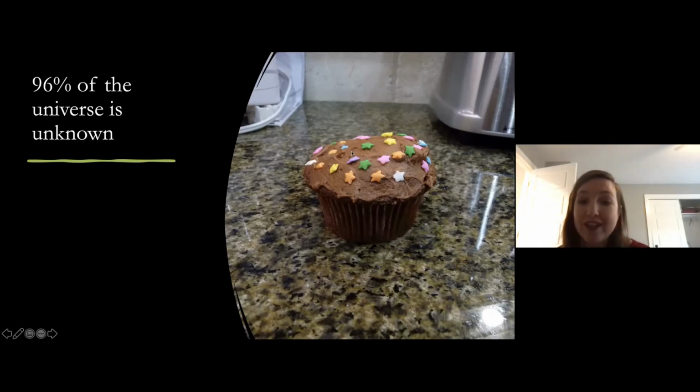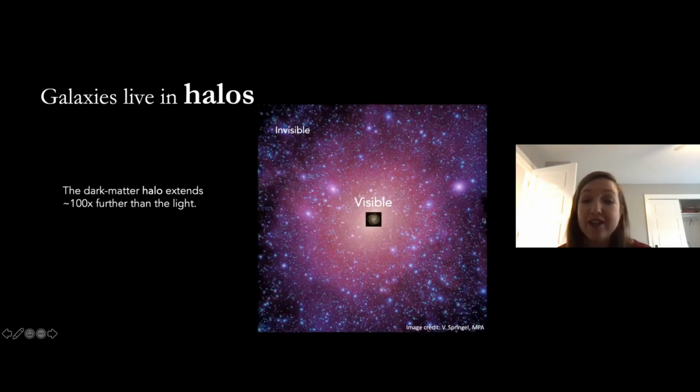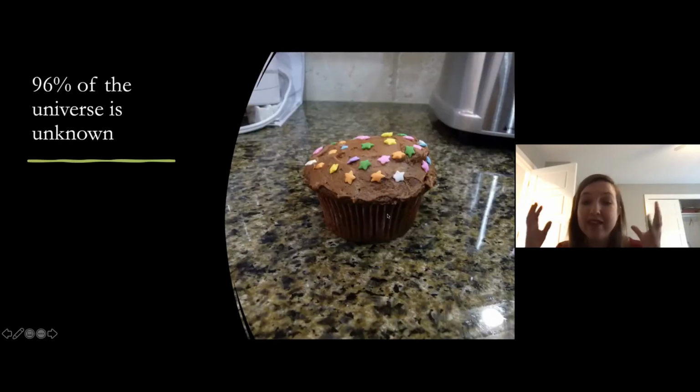Dark matter, like the structure that I showed you here that surrounds the galaxy, is like the frosting of the cupcake. It keeps the galaxy together. It's actually very difficult to form galaxies without dark matter. So functionally, dark matter is like the frosting. It just holds the sprinkles together.